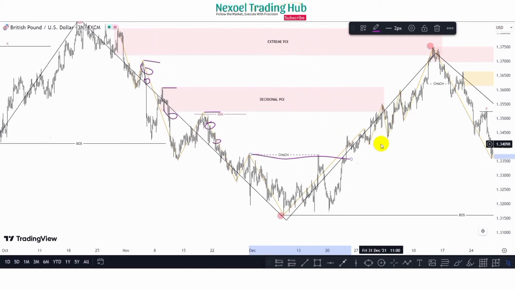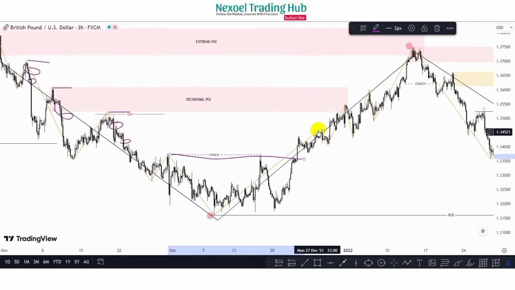So now you can see that price pushed to the upside. We have the pullback because price raided the inducement resting here.